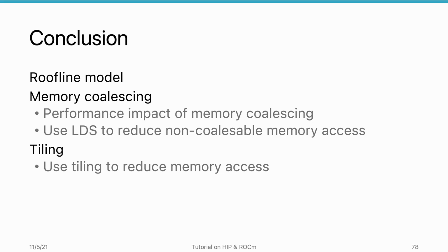We also talked about tiling. Tiling applies to both matrix multiplication and matrix transpose examples. And by using tiling and LDS, we can reduce repeated memory access and also convert a non-coalescible memory access to coalescible memory access.